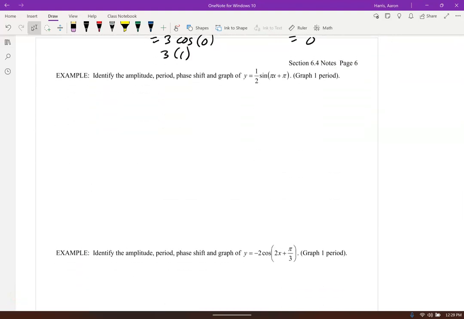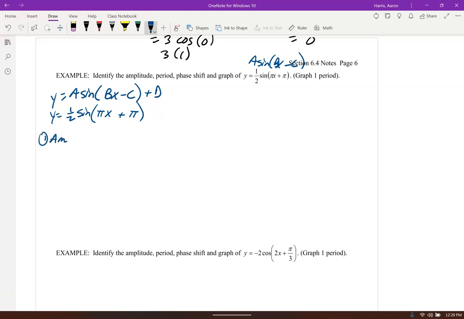Let's look at a few more here. This one we've got sine. So y equals a sine bx minus c plus d. So this has been vertically compressed because the amplitude is just a half here. So number 1, amplitude is a half. Number 2, our period is 2 pi over the b, which is pi. So 2 pi over pi is just a 2.